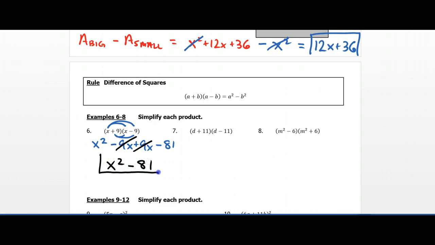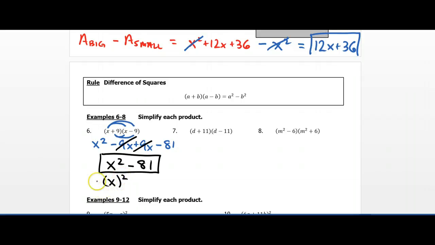That is always going to be the case anytime you take a binomial times itself with the opposite sign. Okay? Those middle terms are always going to cancel each other out. So really, all you need to do is take the first term squared minus the second term squared.